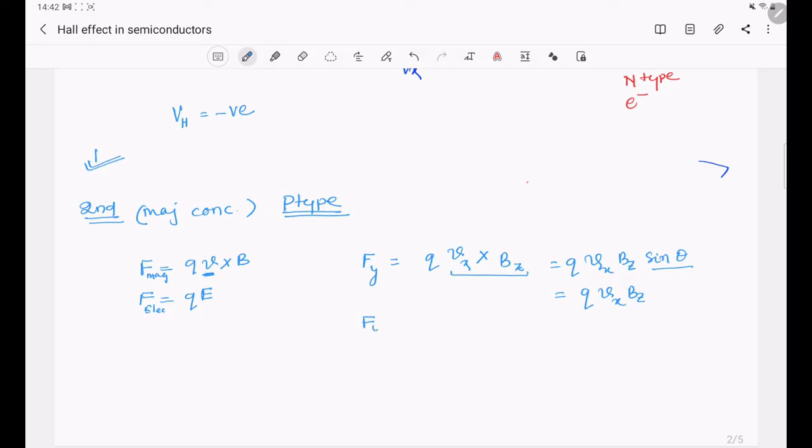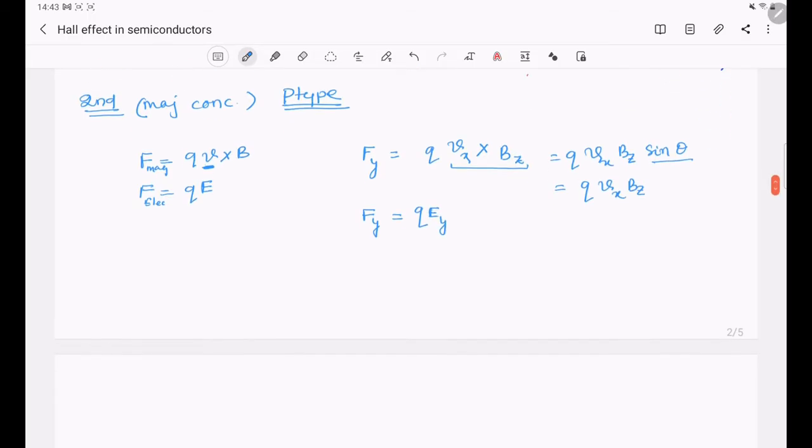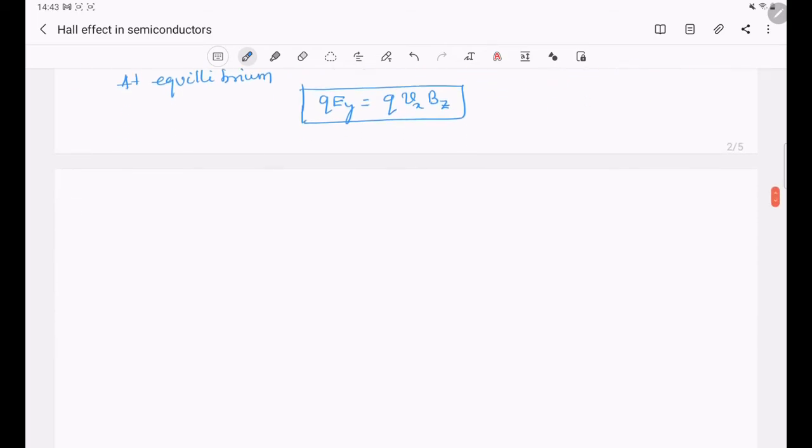Similarly, the force due to the electric field is F y, and it is q times the electric field. In which direction is this electric field? It is the electric field due to the potential difference of the Hall effect. So, that is in the y direction, right. So, this is equal to E y. Okay. So, at equilibrium, q into E y will be equal to q into V x cross B z. Now, this equation can be rewritten as: q from both sides will get cancelled, and we can write E y is equal to V x into B z.